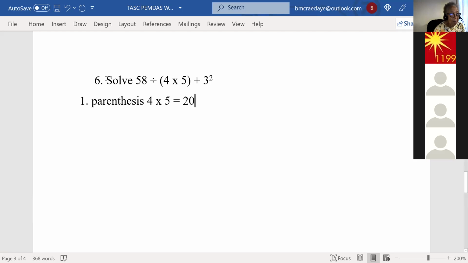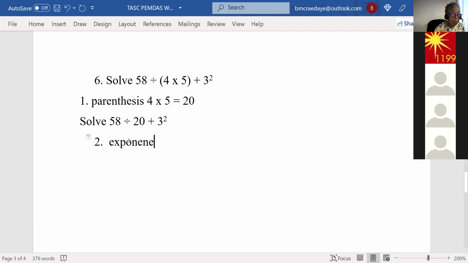Okay, so let's copy this and then put what we have in parentheses. So we have 20 here, right? So let's put 20 here. Then Maureen, what do we do next? Number 2, the exponents. Very good. Okay, so the next step is exponent.